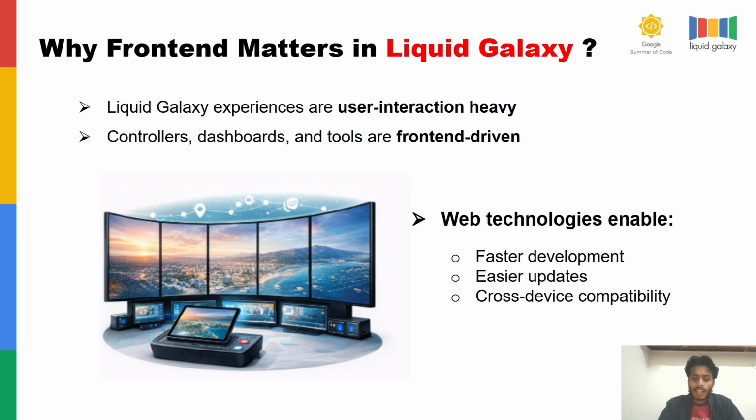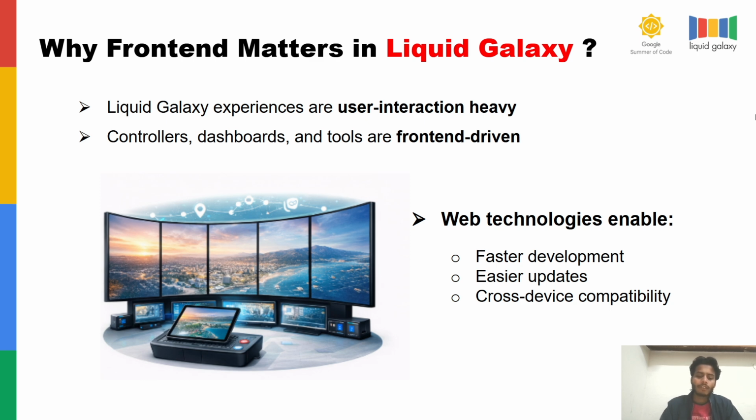Every meaningful action that happens in Liquid Galaxy starts from user input. For example, a user navigates from one location to another, controls timelines during storytelling, or switches layers or datasets. All of this happens in real time. And how do users perform these actions? They don't do it directly on the backend or on any system. They do it through a controller, dashboard, or interactive tools. And this controller and dashboard are purely front-end components.